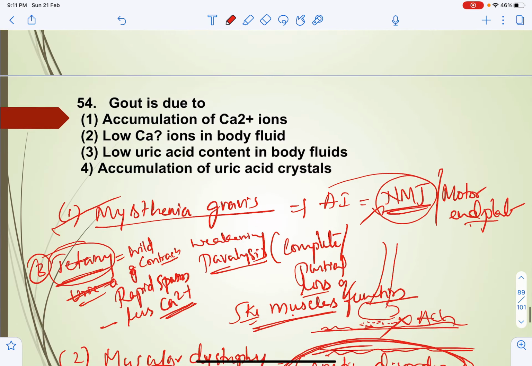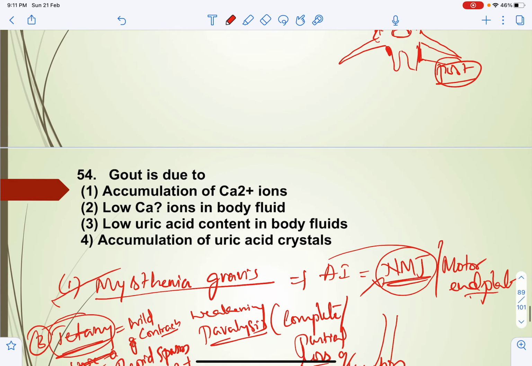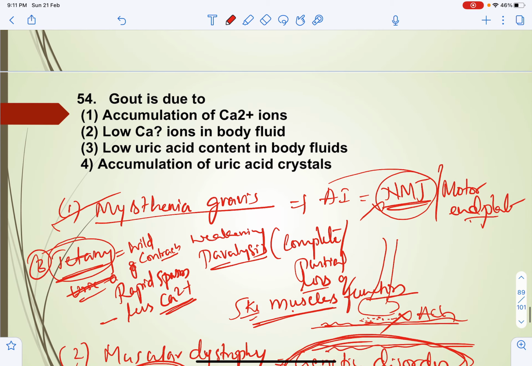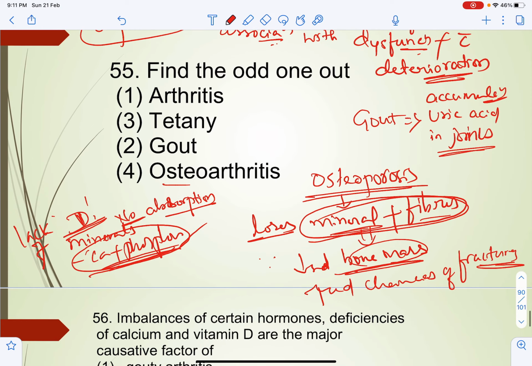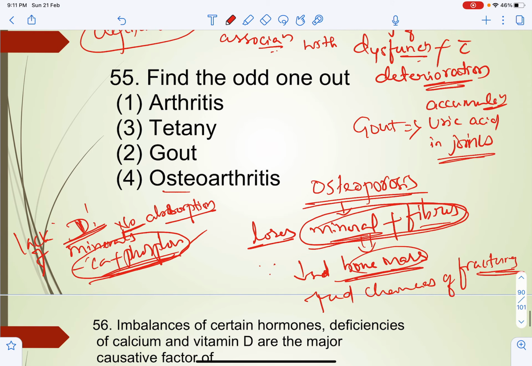So here we can take a question related to this. Gout: already mentioned, excess accumulation of uric acid. Excess accumulation of calcium ion, wrong. Low calcium ion, that is also wrong. Low uric acid content, that is also wrong. Accumulation of uric acid crystals, that is correct. So find the odd one out.